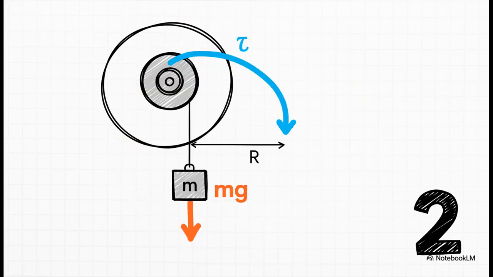So now that we have our system, we ask, what forces from the outside world are trying to make this thing rotate around the pulley's axle? Well, there's only one, isn't there? It's the force of gravity, mg, pulling down on that mass. And the distance, or lever arm, for that force is just the radius of the pulley, r. So our net external torque is just mg times r.